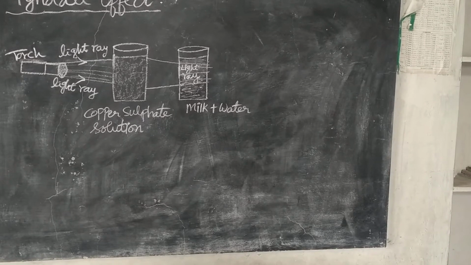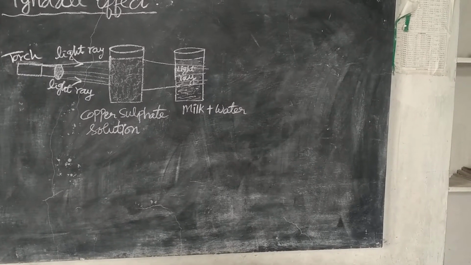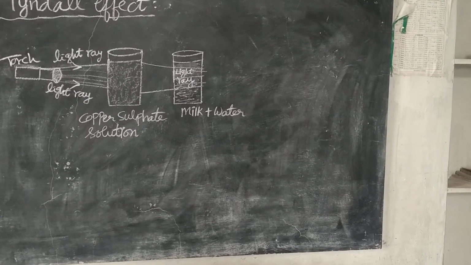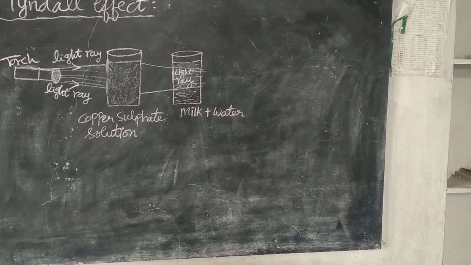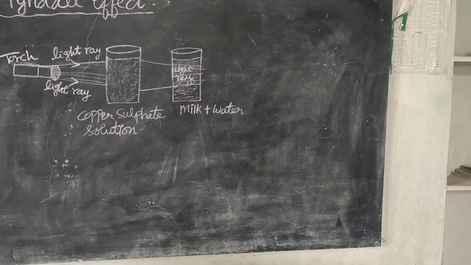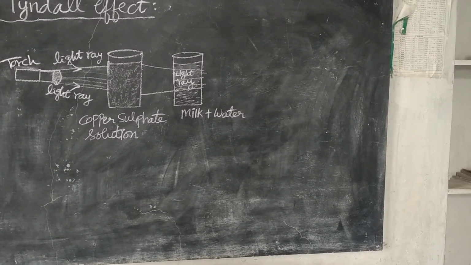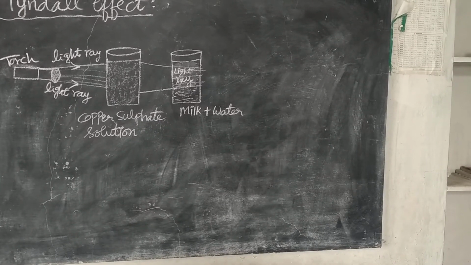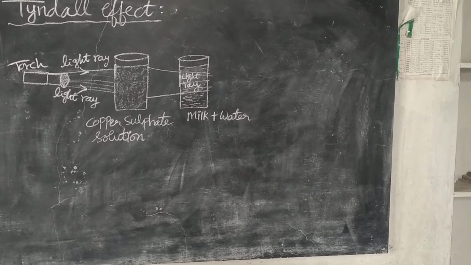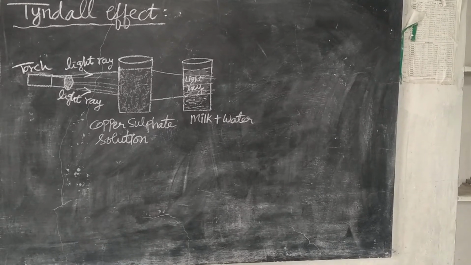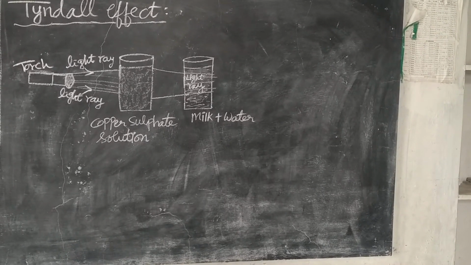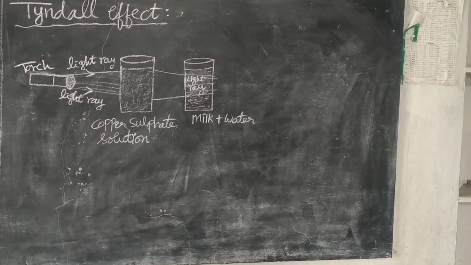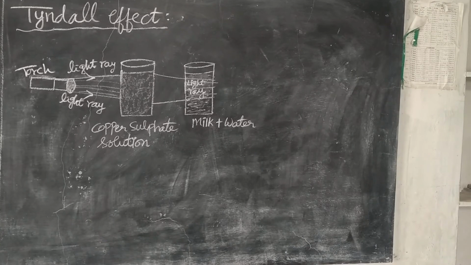Whereas a colloidal solution is a heterogeneous mixture. In a colloidal solution, the light rays can be visible with your eyes. Inside the beaker I have written light ray. So the light rays are visible in the colloidal solution. Tyndall effect means the scattering of light. The scattering of light by the colloidal solution is called Tyndall effect. Understood?